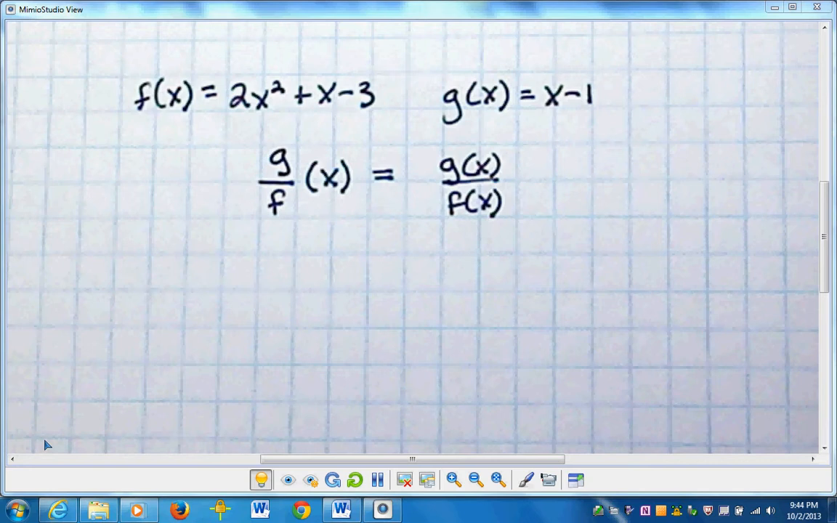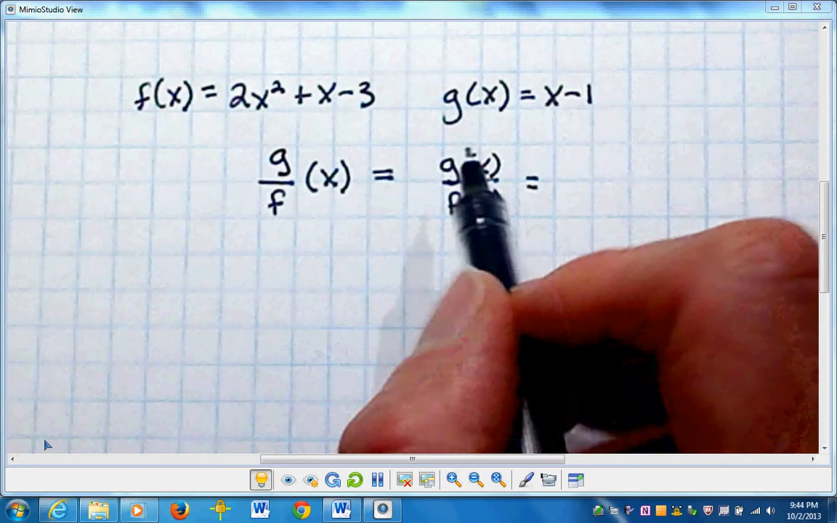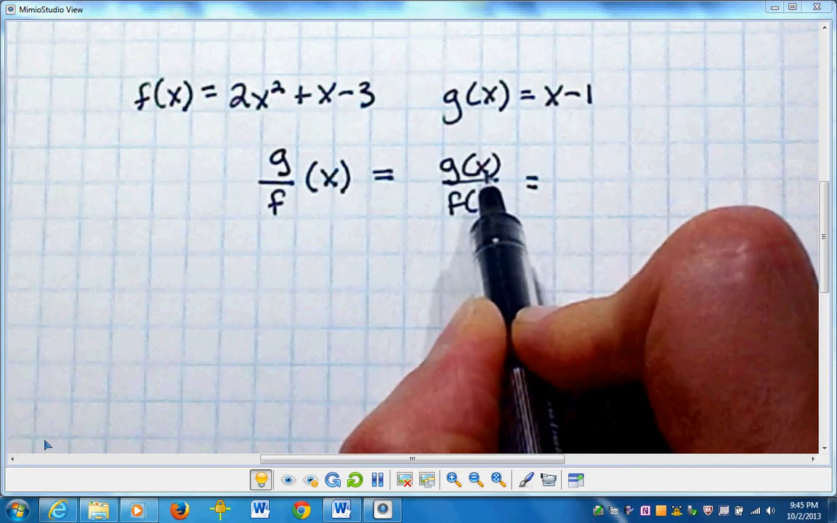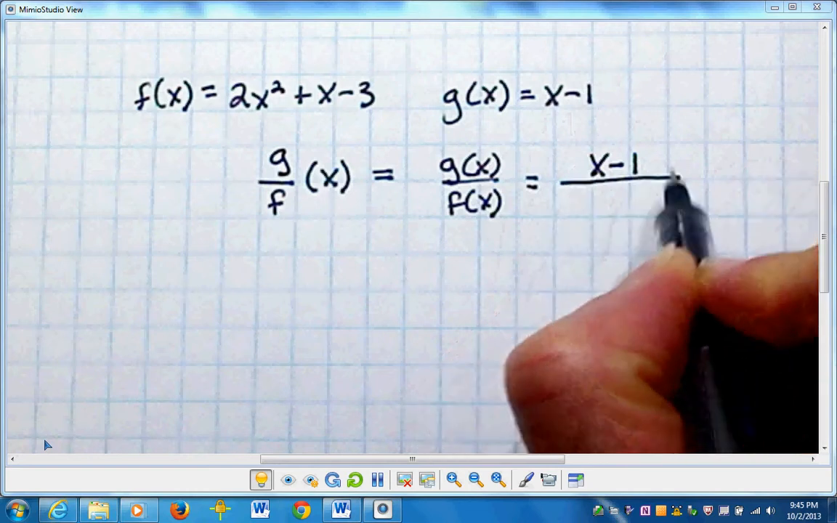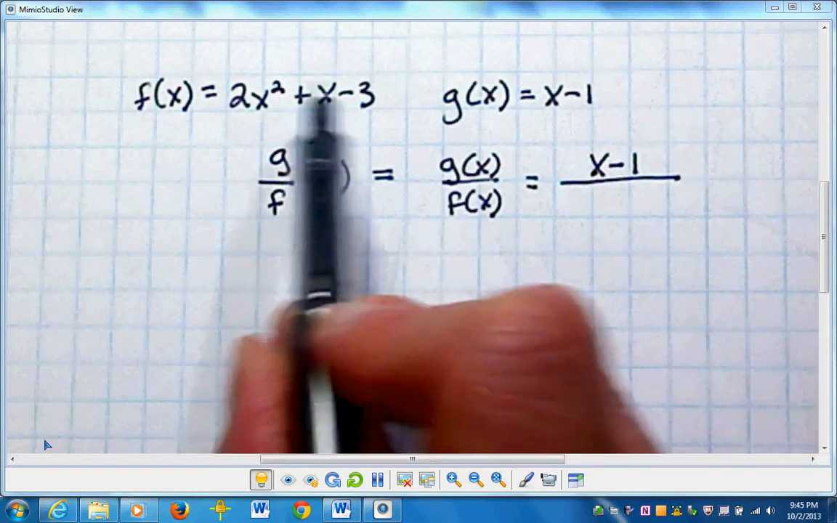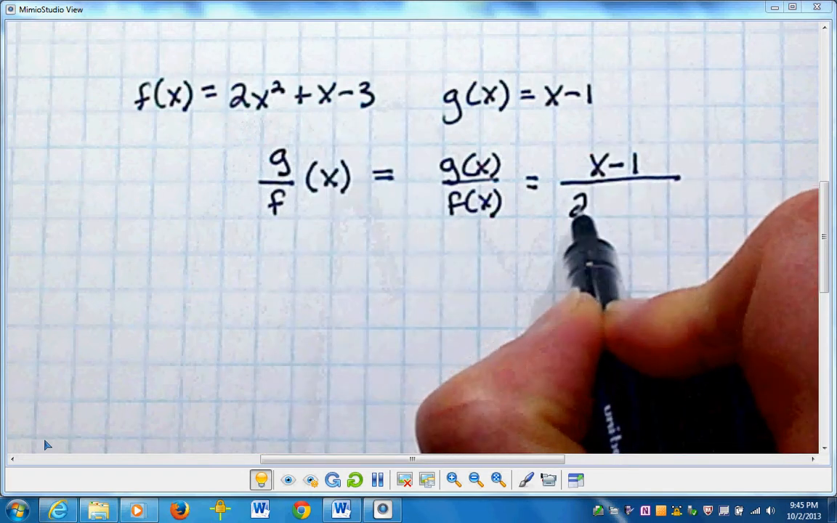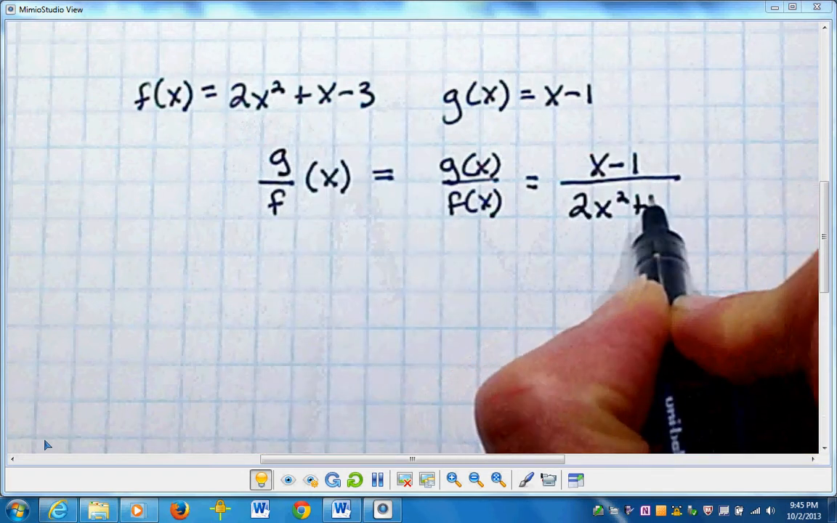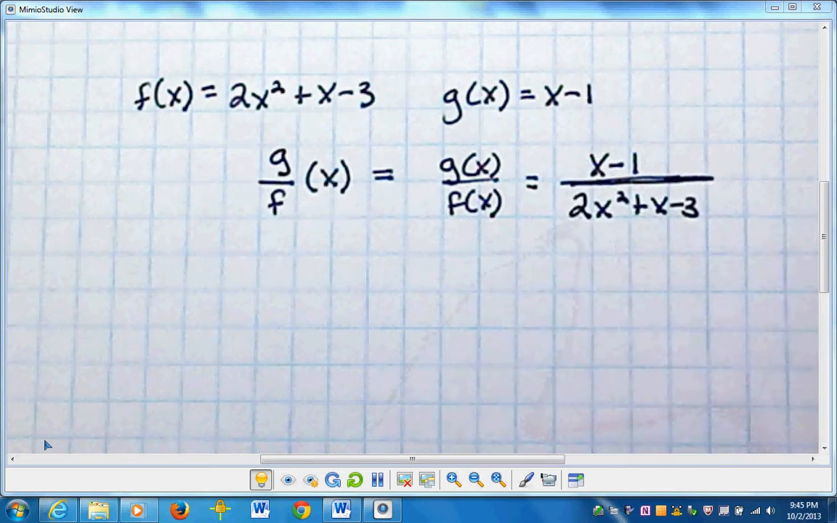We won't do that initially. Let's just go ahead and set up what we have. So I can substitute g of x with x minus 1 because they're equivalent. And I can substitute f of x with 2x squared plus x minus 3. So I can write that down here. Okay, so it looks like we're done, but we're not, because we always want to simplify our fractions.